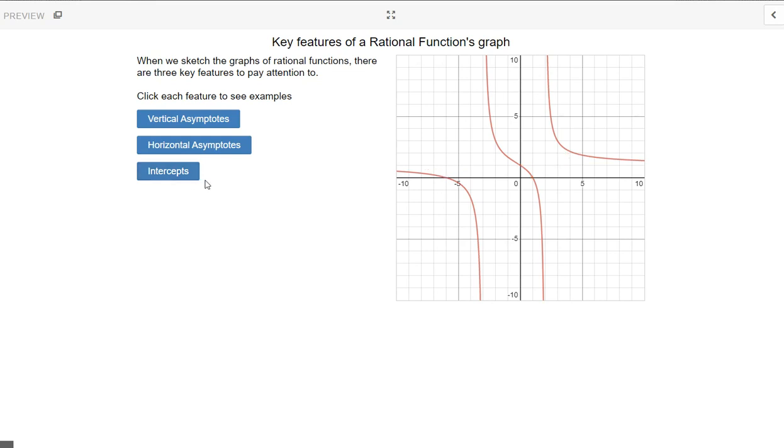All of those things will be useful because once we have them, we can tell where our graph should be, and we can fill in the rest. So this lesson is going to focus on how to find vertical asymptotes, how to find horizontal asymptotes, and how to find the x-intercepts and the y-intercepts. It'll take you through each of those one at a time.